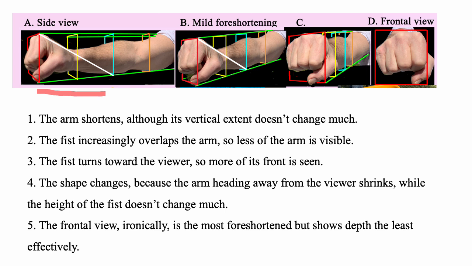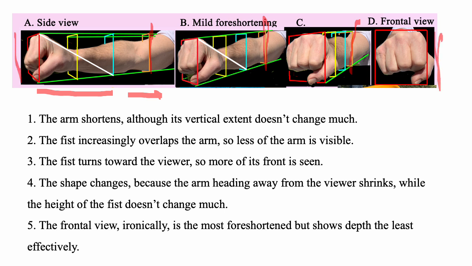Here I divided the arm into 4 parts using multiplying rectangles. So for example, this yellow line is right after the elbow here, it's right after the elbow here, and it's right after the elbow right there. The arm shortens, although the vertical extent here to here doesn't change very much.